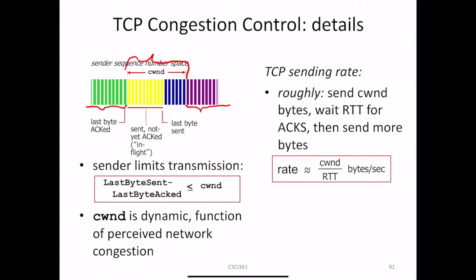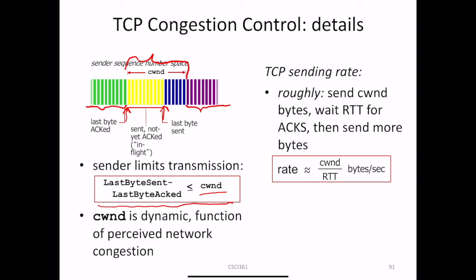Then the sender limits transmission based on this equation: the last byte sent, which is at this location, minus the last byte ACKed, which is here. The difference between these two points means the packets already sent out but not yet ACKed. This amount should be less than or equal to the congestion window.